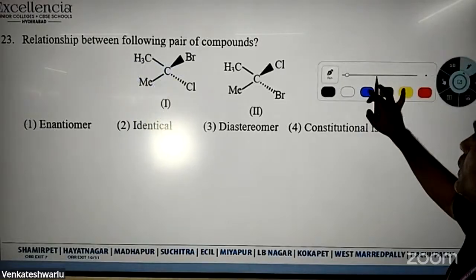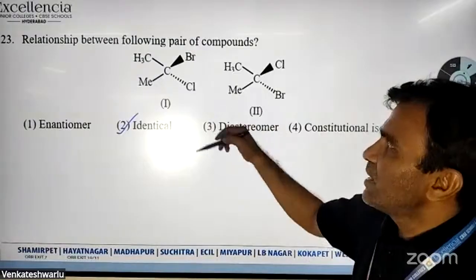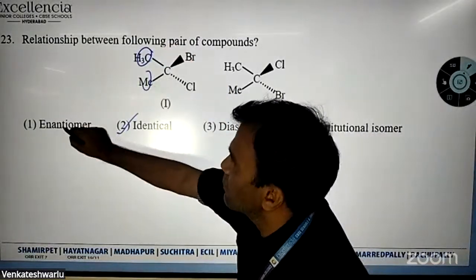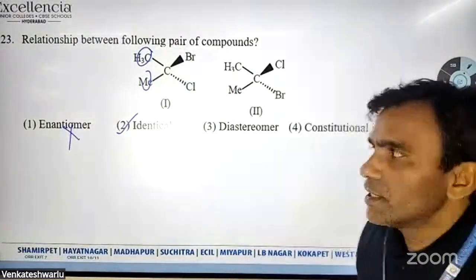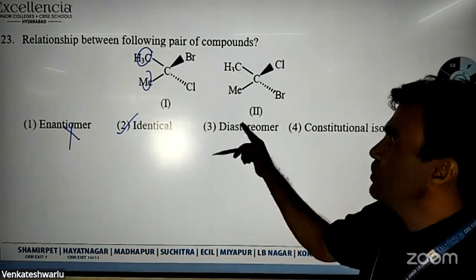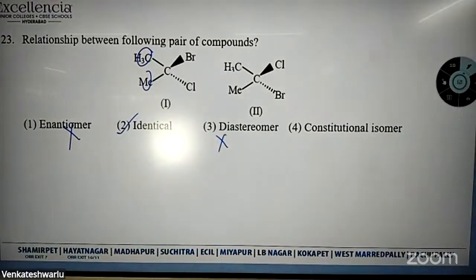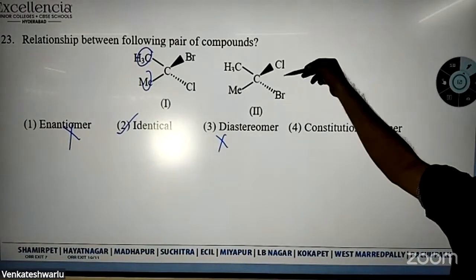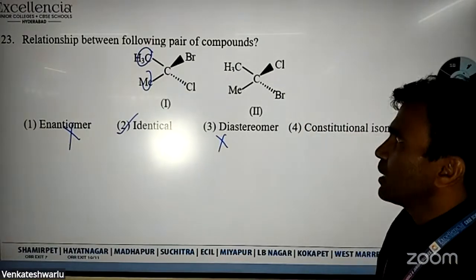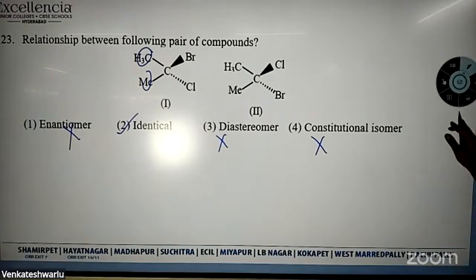So these are identical. It is not a chiral carbon, methyl and ethyl. Therefore, groups are repeated. These are not enantiomers. Minimum 2 chiral carbons should be there to explain the diastereomers concept, so there are no 2 chiral carbons. And the position is the same. There is no change in connectivity of the carbons. That's why these are not structural isomers.